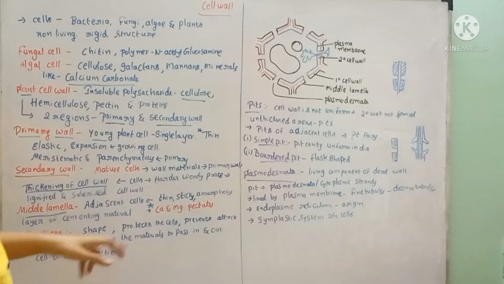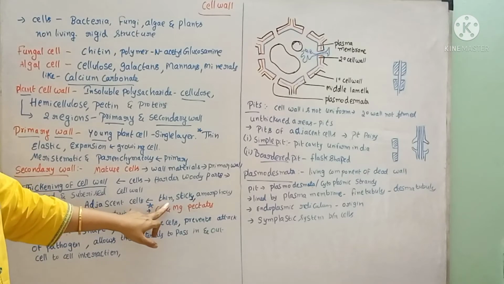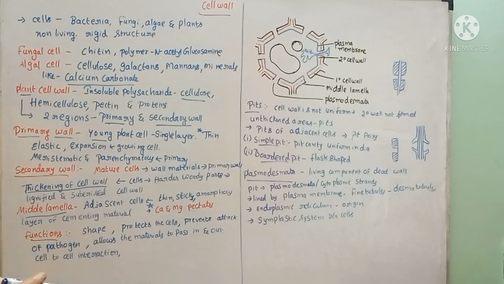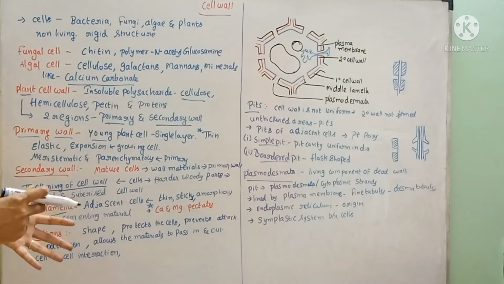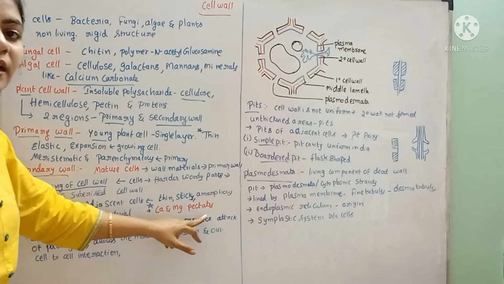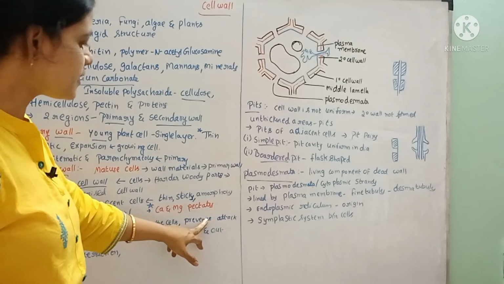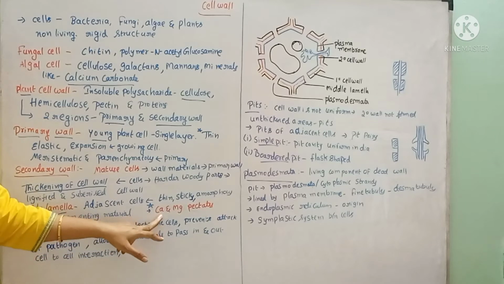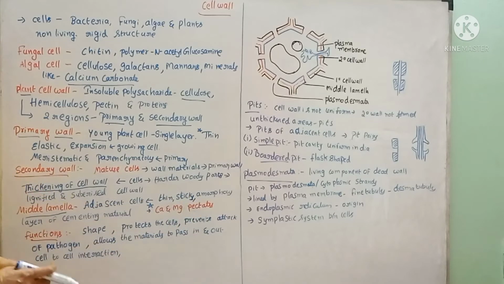And this middle lamella, how is it? It is a thin, sticky and amorphous cementing material between the cells. And it is made up of calcium and magnesium pectates. So what is the chemical substance present in the middle lamella? Very important, that is calcium and magnesium pectates.